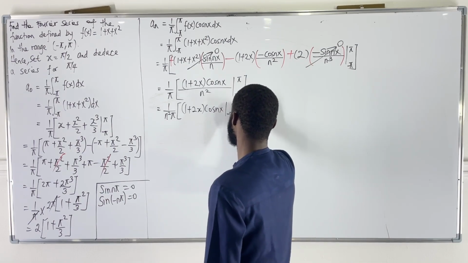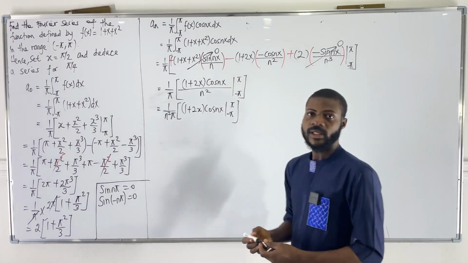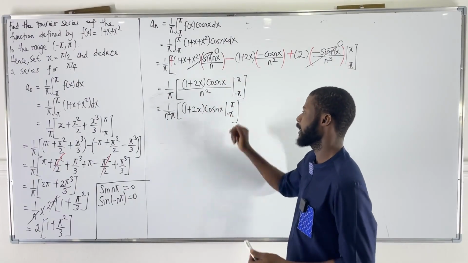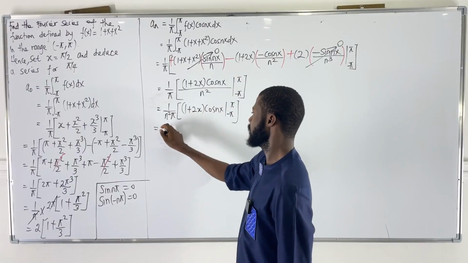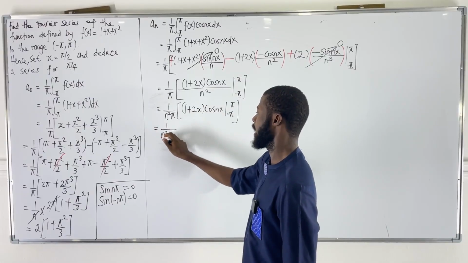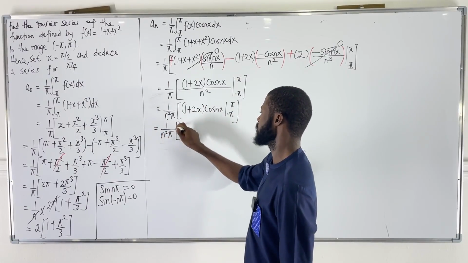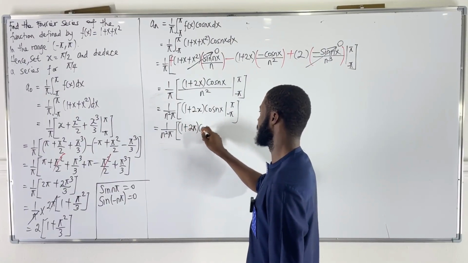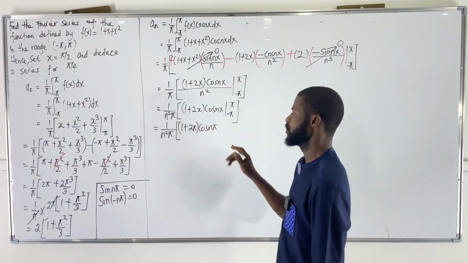From minus pi to pi. Now, anywhere I see x, I'm going to be putting pi. So let's get started. This will be 1 over n squared pi. Then this is 1 plus 2 pi cosine of n pi. So this is the first part.